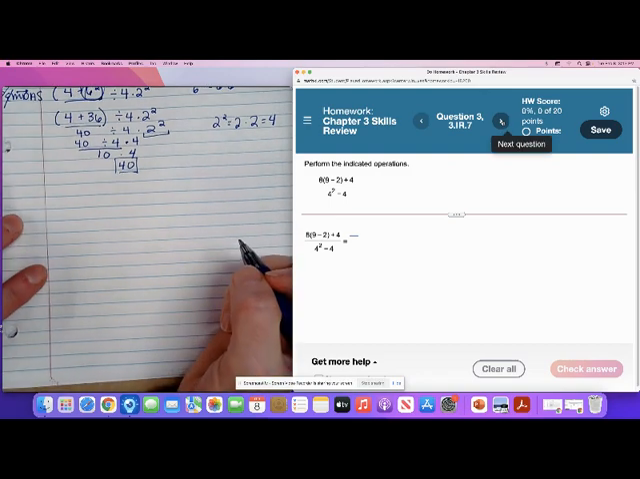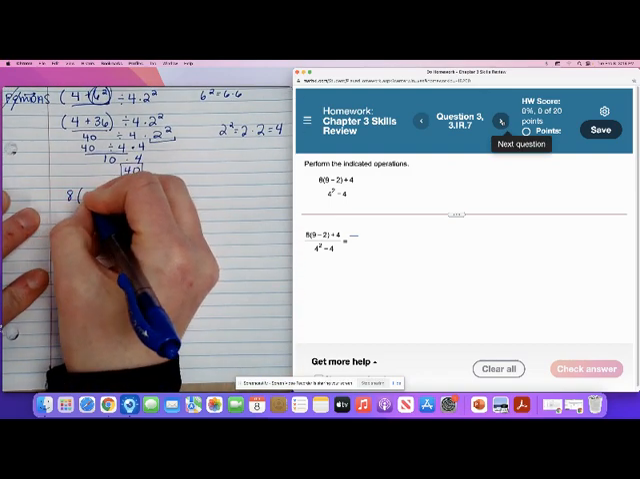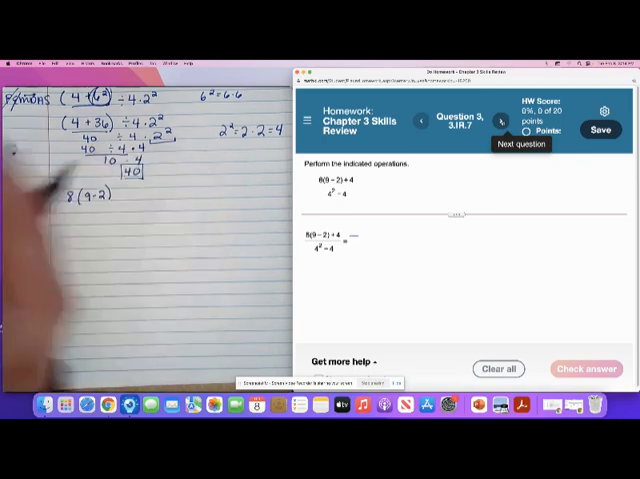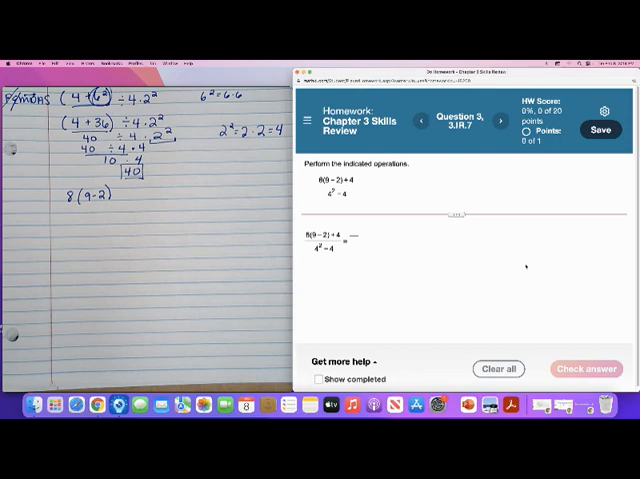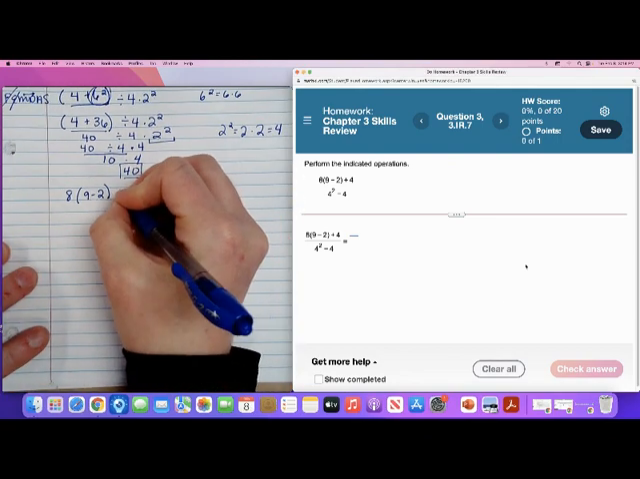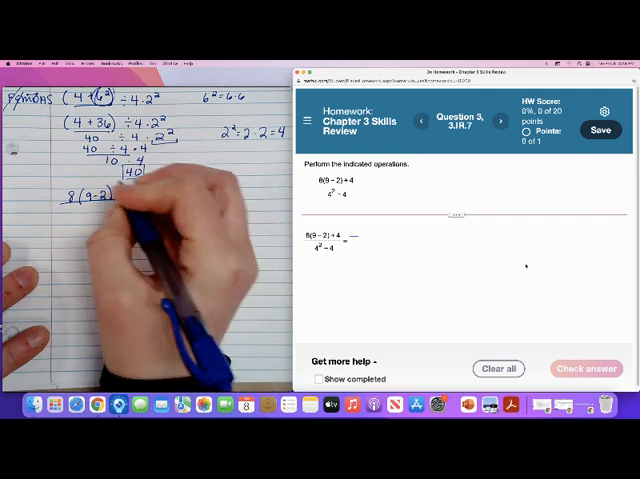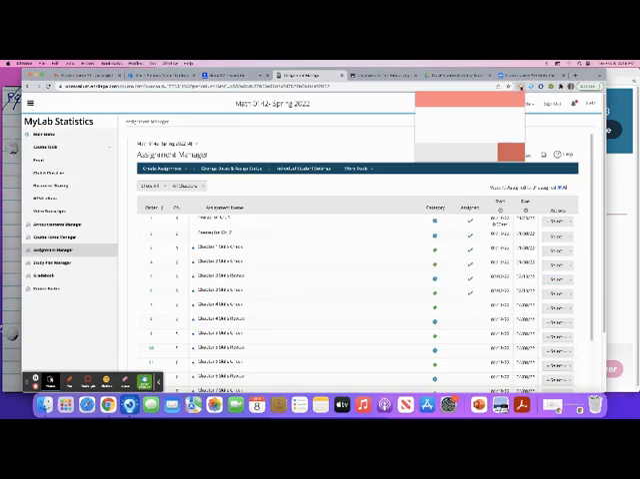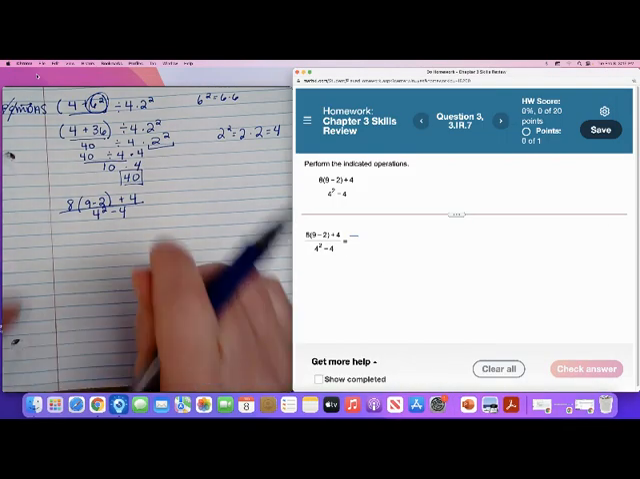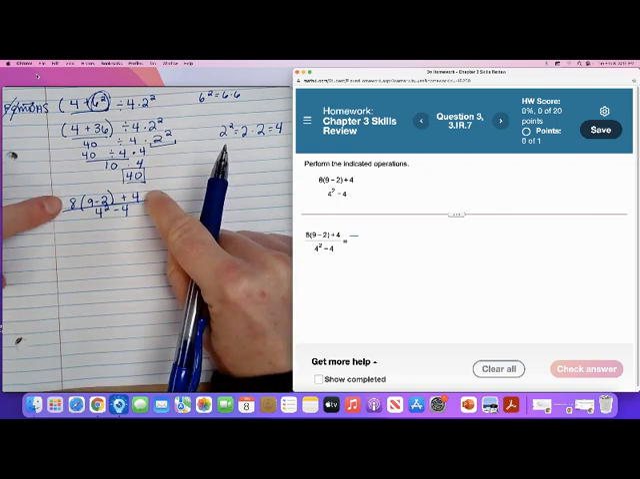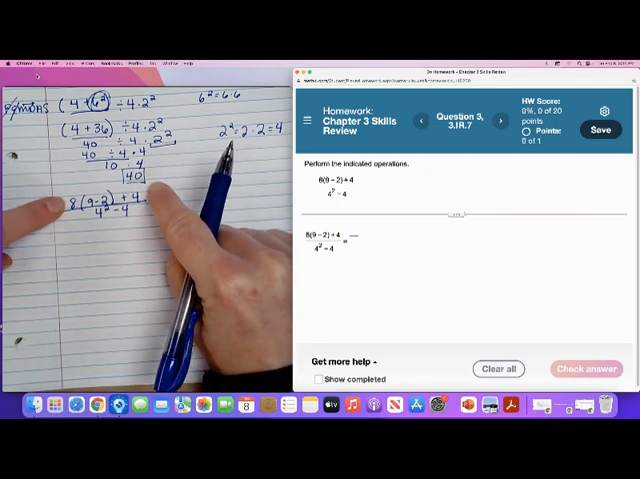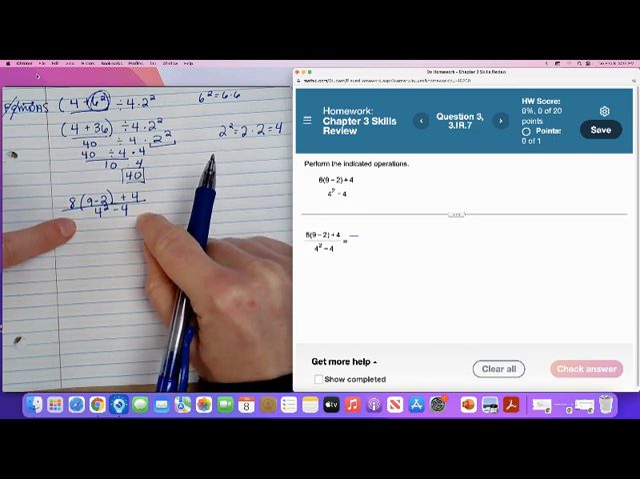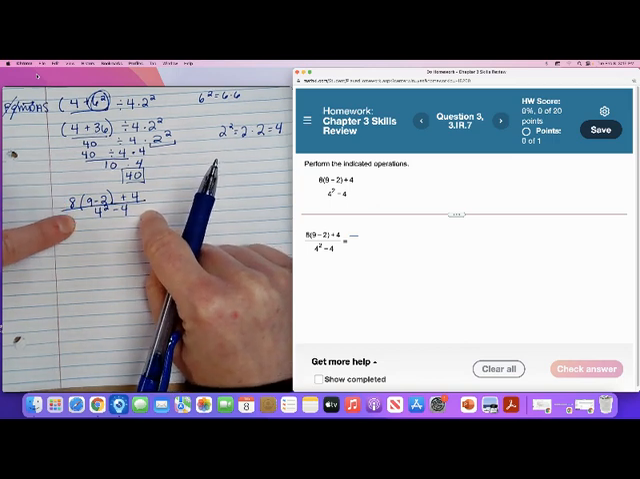Okay, the next one. 8, parentheses, 9 minus 2, parentheses, plus 4, close, divided by 4 squared, minus 4. So this is very similar to parentheses. We're going to treat these as separate parentheses. So simplify the top and simplify the bottom separately, and then you'll have a fraction.